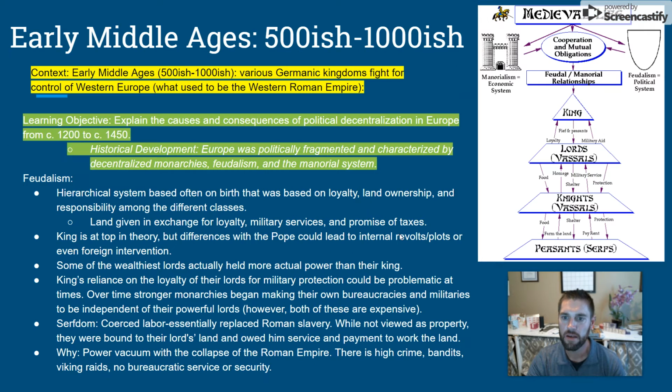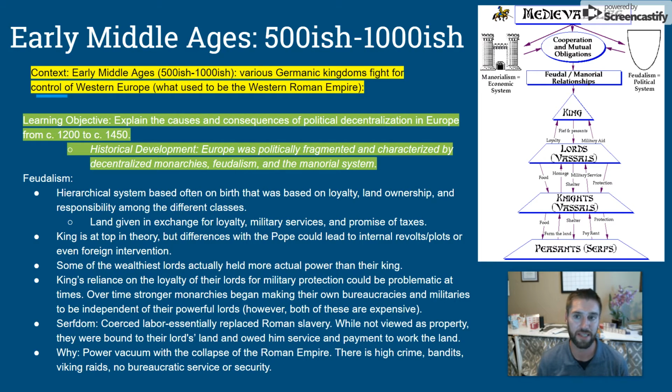The first time period of the Middle Ages we're looking at is the early Middle Ages. This is about 500 or so, when the Roman Empire falls, to about the next 500 years. One of the big things we want to look at is the political system they created, and that's known as feudalism.